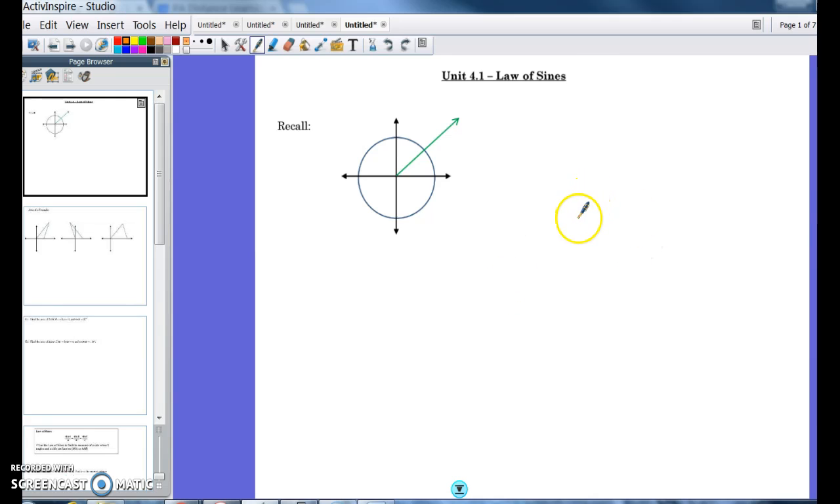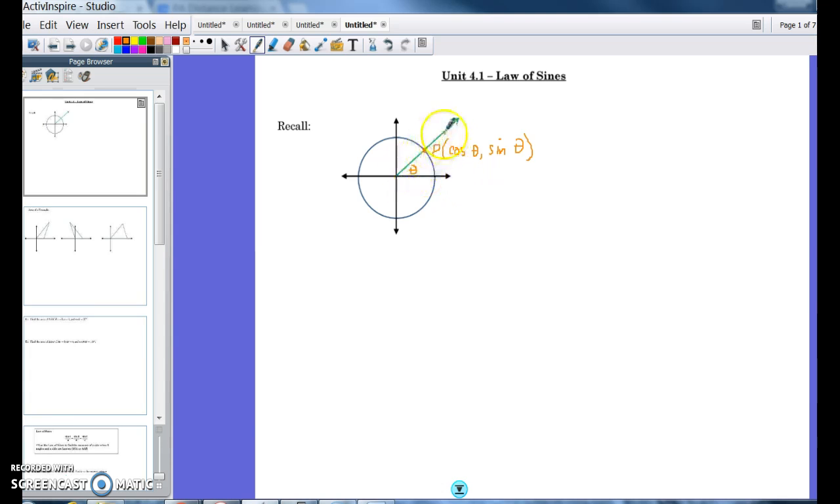Okay, so before we get started, I want to just remind you of when we first learned about the unit circle. We said when you have a circle centered at the origin, radius of 1, any point on that circle, I'll call that point P, has the coordinates of cosine of theta and sine of theta, if this is theta here.